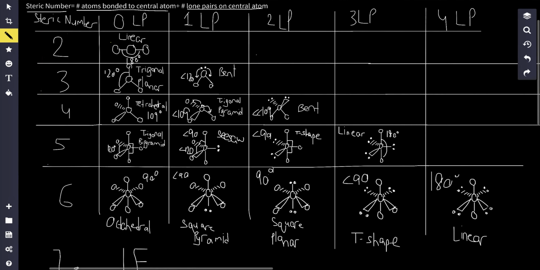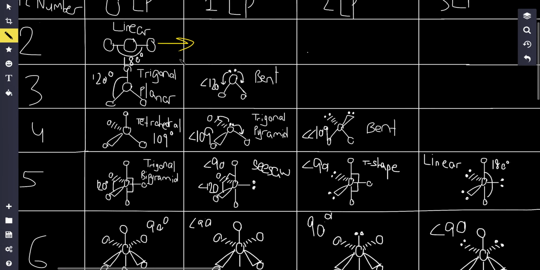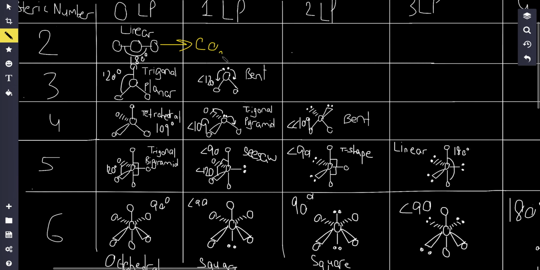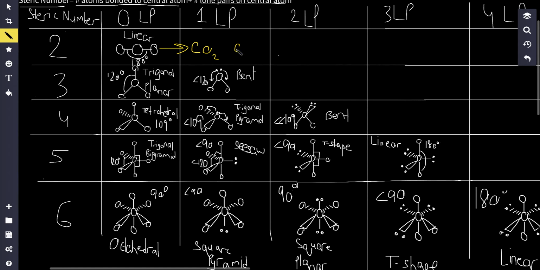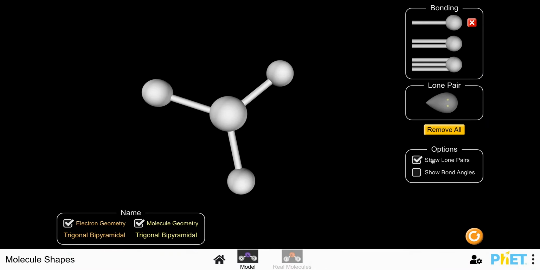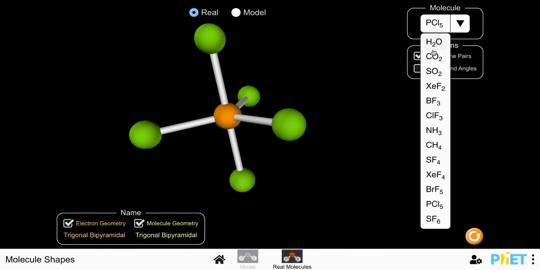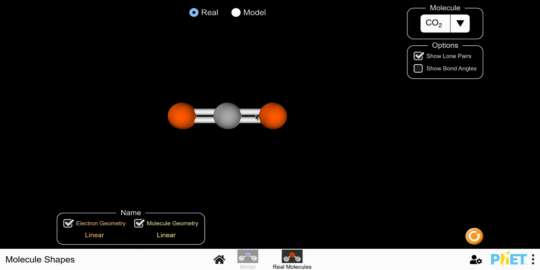Now let me give you some specific molecules to help you remember this. One thing that has a linear structure is CO2. You can draw out the Lewis dot diagram like this. It's going to have a linear structure even though it has double bonds, the same structure pretty much. So CO2 is a linear structure.